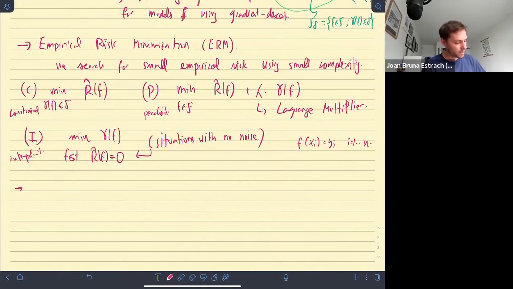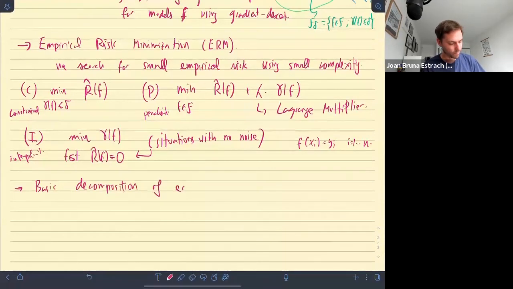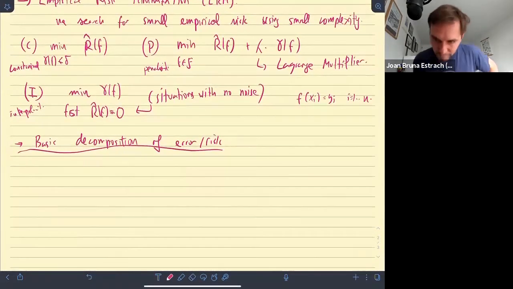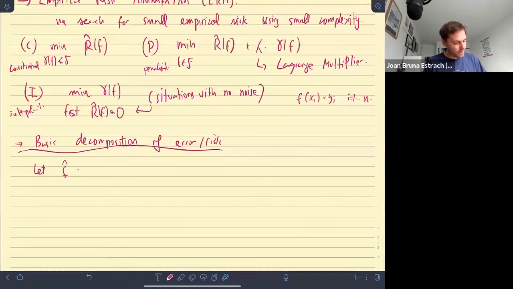Okay, so for this we are going to introduce a very simple decomposition. It's a basic decomposition. This will allow us to think really about the problem, and what do we need to succeed? And so we can assume that we have found some hypothesis that has some limited, finite complexity, f delta, produced by an arbitrary algorithm.